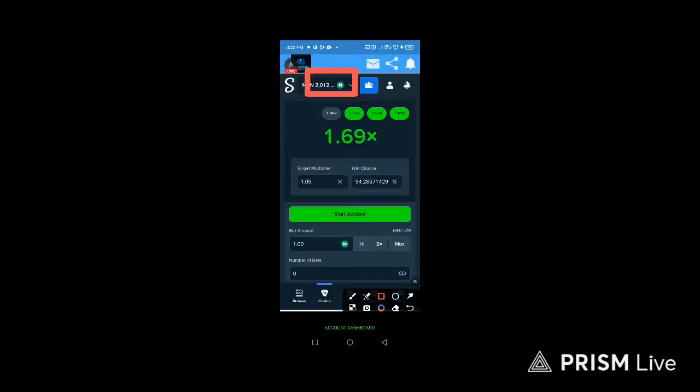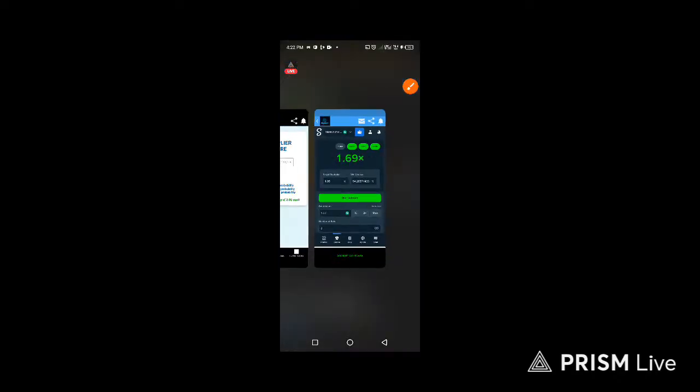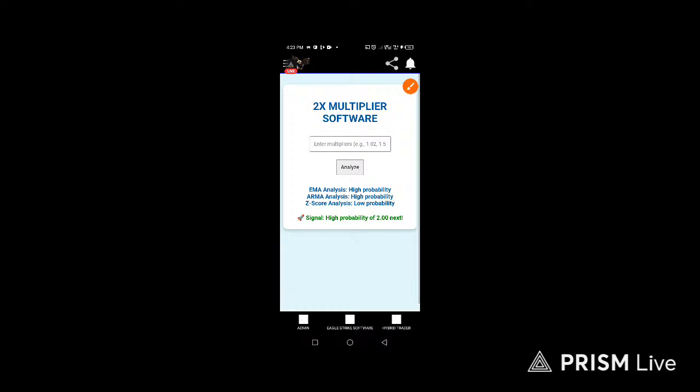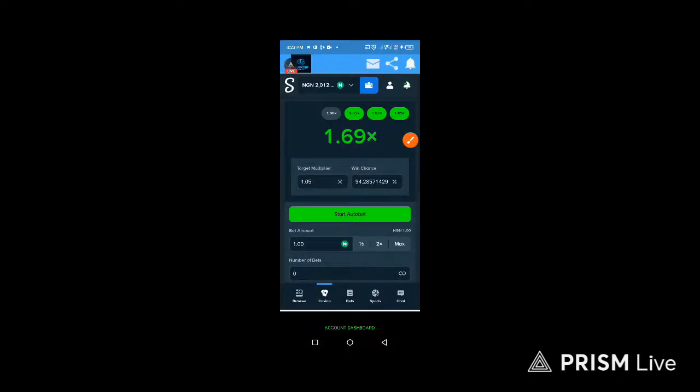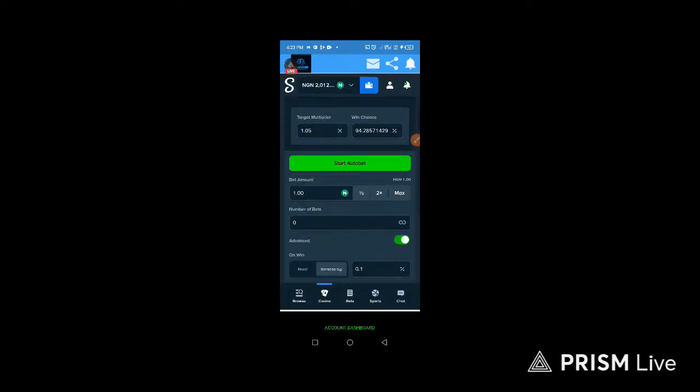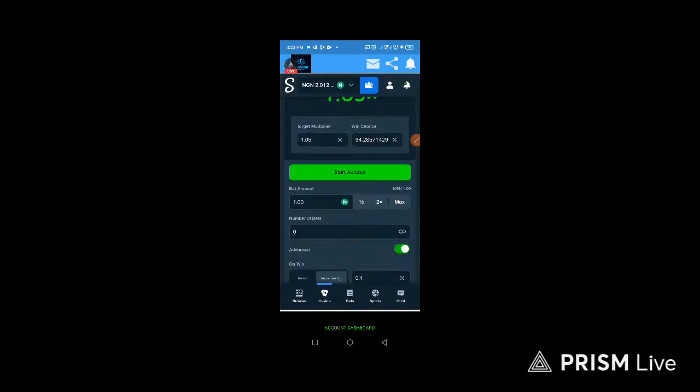Okay, so that is why after getting our signal, we need our software to confirm whether this thing is okay for us to enter or not. So in as much as it has given us a go ahead that is okay, then you enter. So let's continue taking all the multipliers.